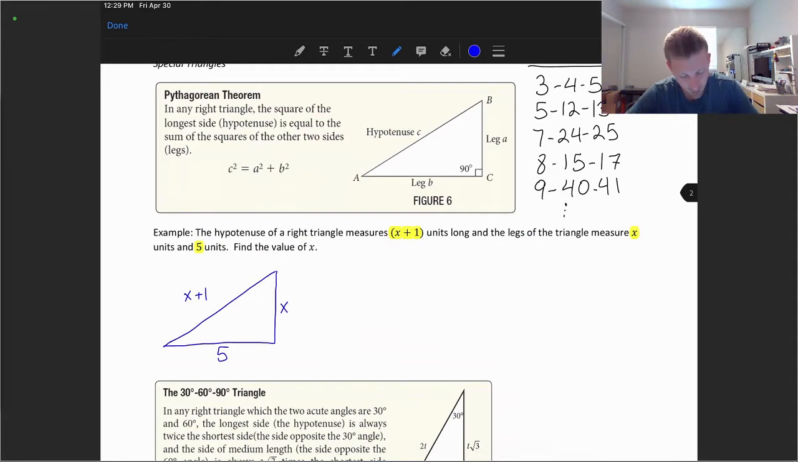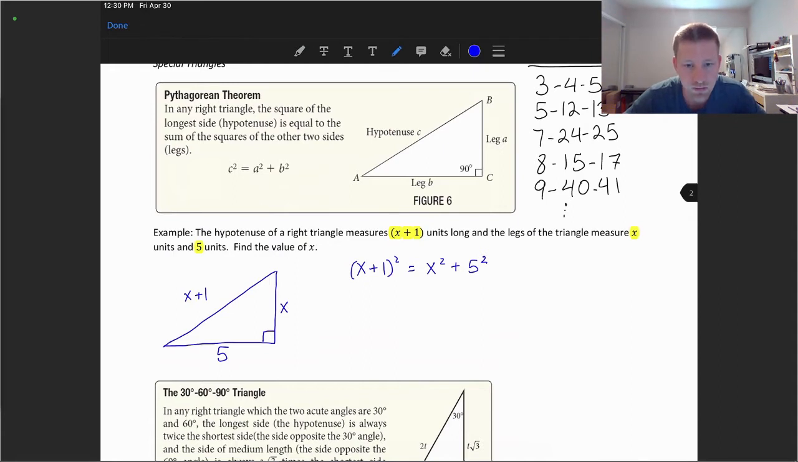We could set up our equation for the Pythagorean theorem. That would say that my hypotenuse squared is equal to the legs squared and added together. So a squared plus b squared equals c squared again. Again, this is a right triangle, so we know we have a 90-degree angle across from our hypotenuse.